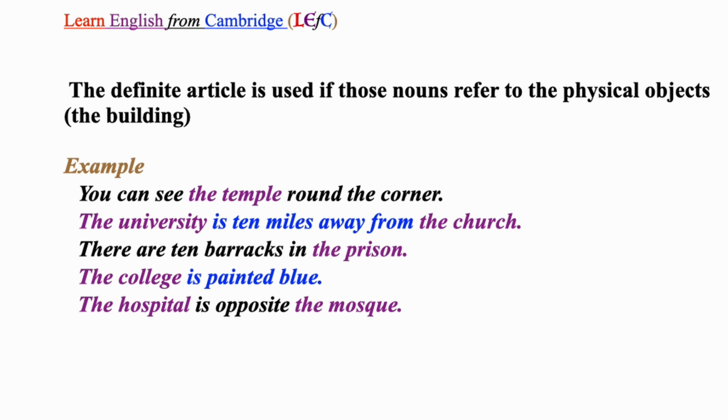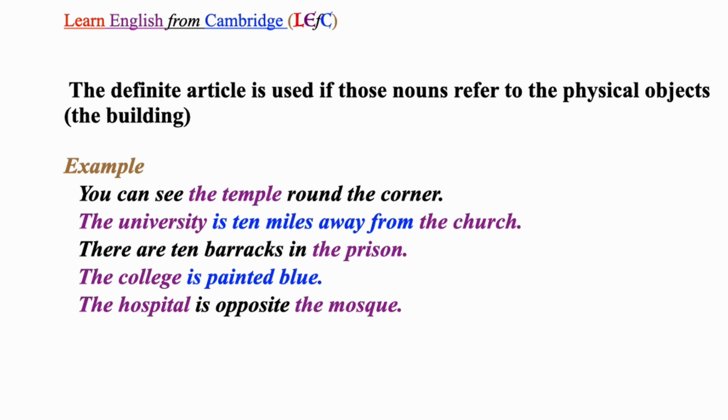We use the definite article if those nouns refer to the physical objects. That means the building. For example, you can see the temple round the corner. The university is 10 miles away from the church. There are 10 barracks in the prison. The college is painted blue. The hospital is opposite the mosque.